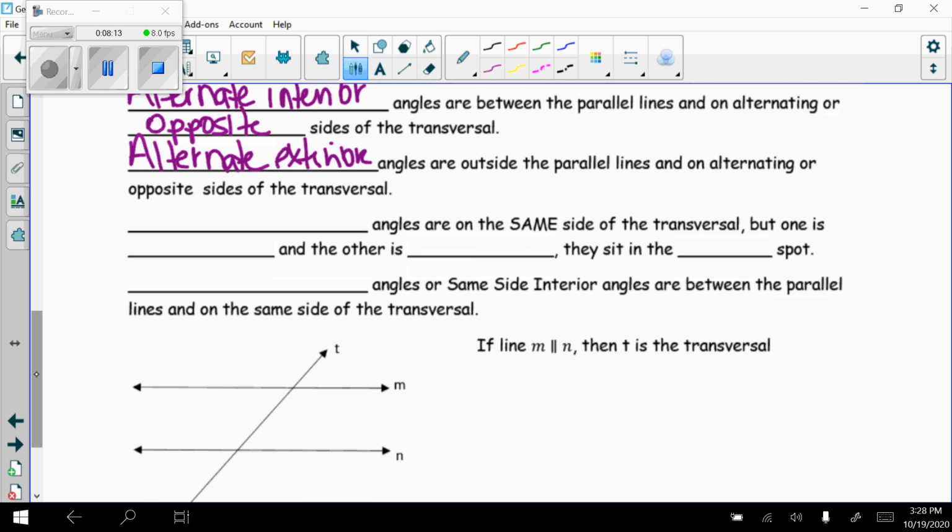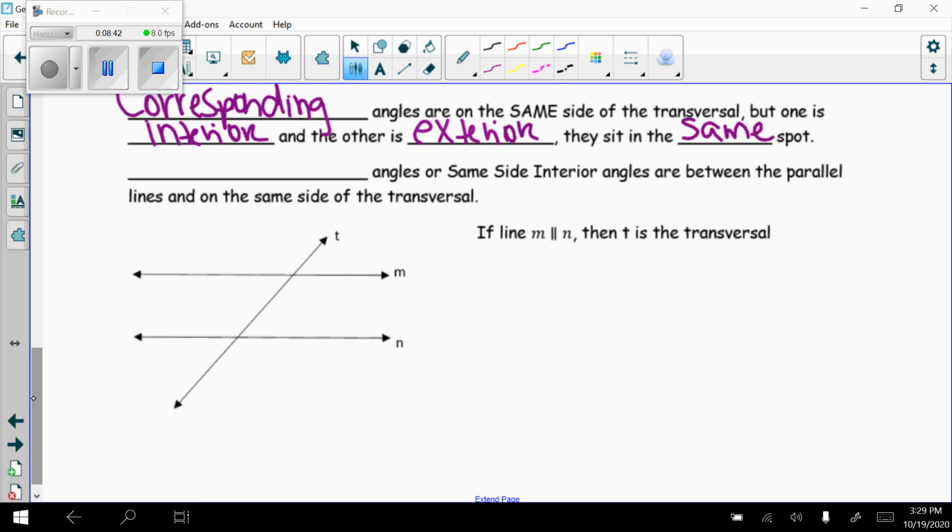Then we have what's called corresponding angles. These are sometimes also called same side. So corresponding angles are on the same side of the transversal, but one is interior and the other is exterior. Corresponding means they sit in the same spot. And then we have what's called consecutive interior.